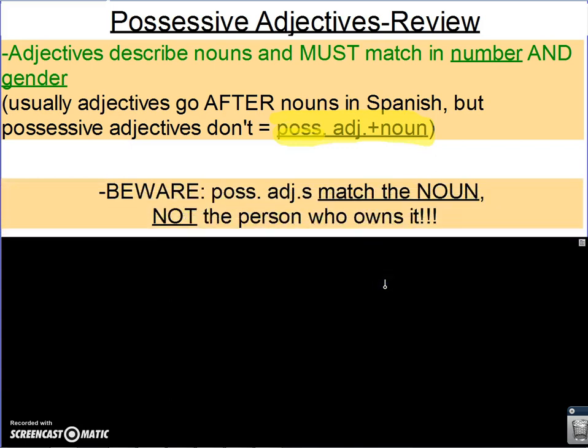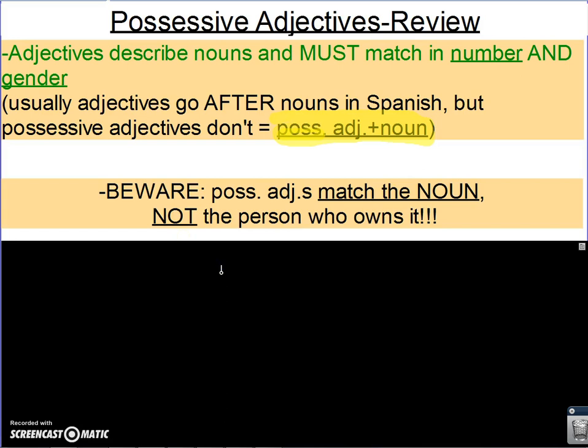And one thing that I've noticed in my 8 years of teaching is that students have trouble remembering that possessive adjectives match the noun they're describing, not the person who owns it. This is super important. So please write that down.